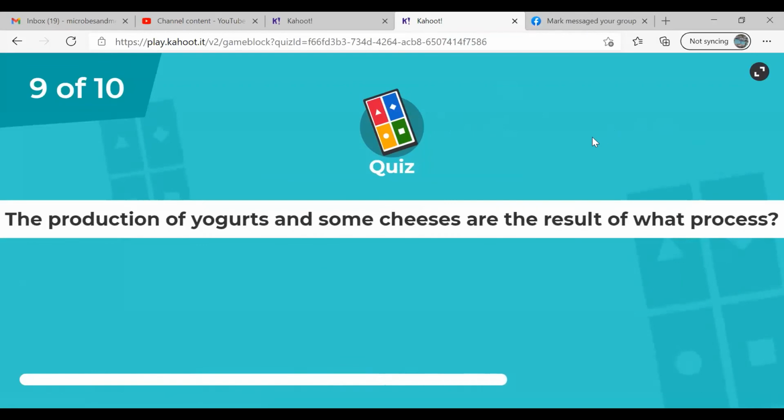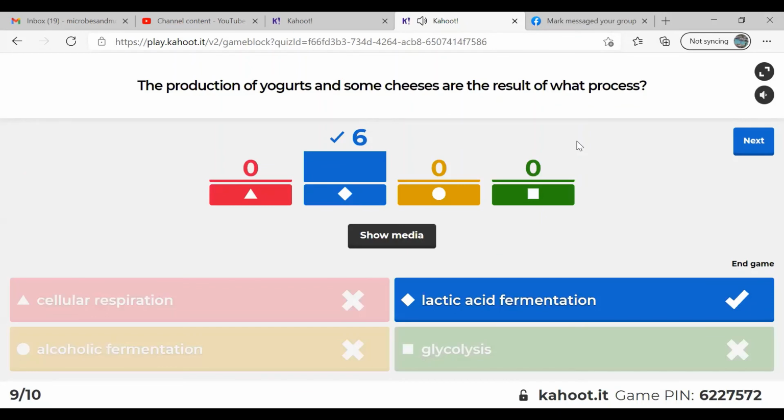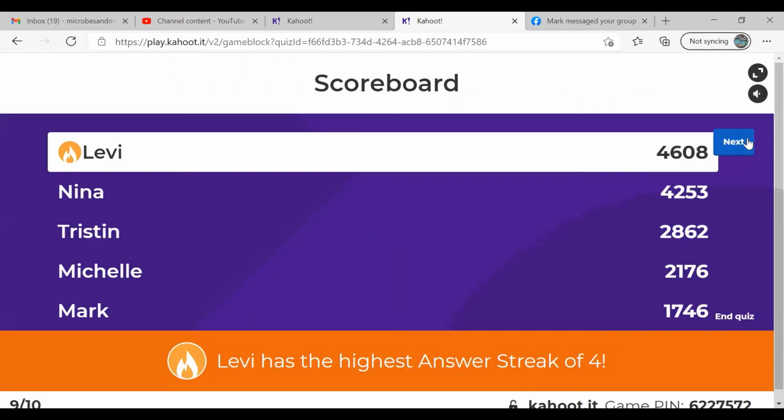The production of yogurts and some cheeses are the result of what process? So I guess I mentioned this in passing. So to get this one, extra bonus points. Oh, wow, good job. Everybody got that one right. So I'll have to put this one on the midterm for everyone who's present. And you don't need to share with the people who are not present, but it's up to you.